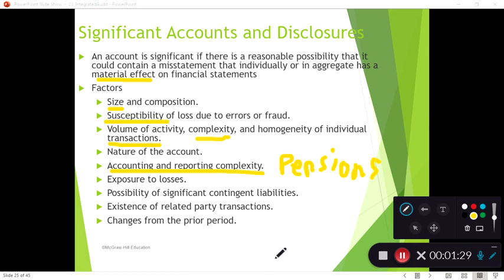If we have related party transactions in that account, then that can raise its significance pretty quickly, right? If we have individuals that are part of the firm that the firm is transacting with, but it's not at arm's length, and that all of a sudden can make it significant.